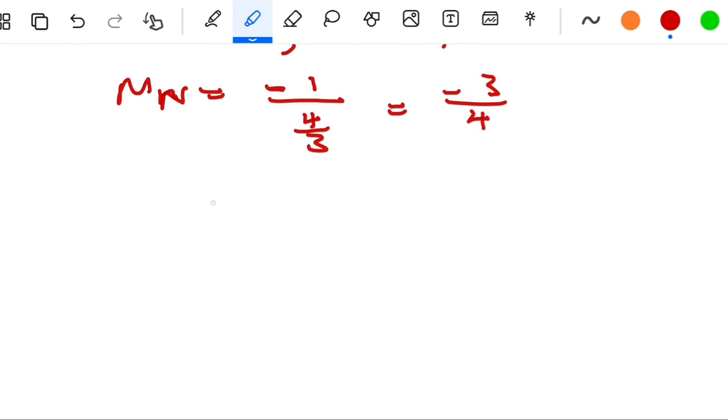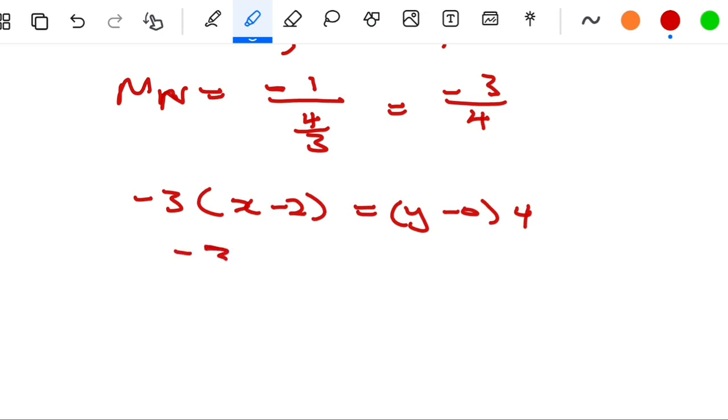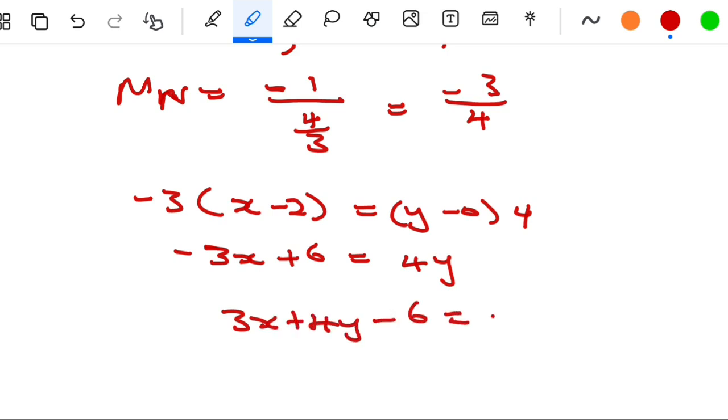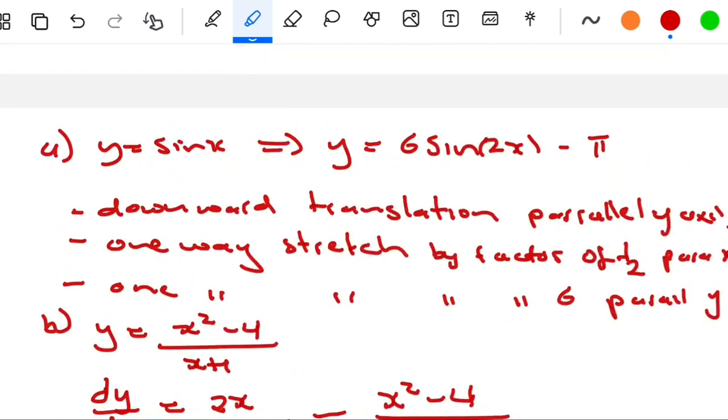Now having that one, we can find the equation very easily. So what is the equation now? The equation is negative 3 times x minus 2 equals y minus 0 times 4. Then negative 3x plus 6 equals 4y. Then going to the other side, the right side, we have 3x plus 4y minus 6 equals 0. So this is our equation there.